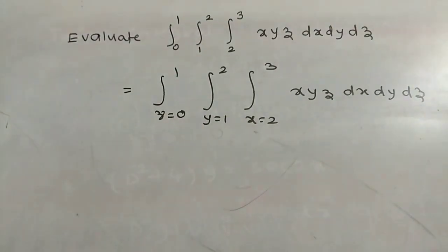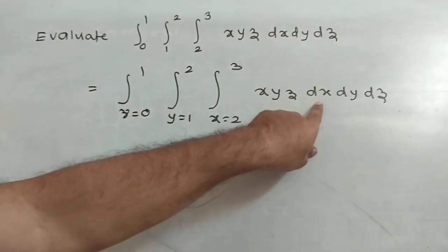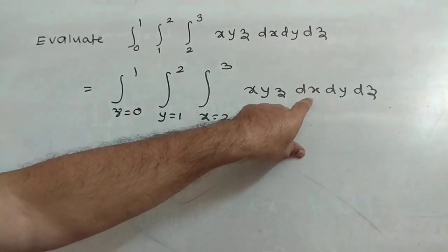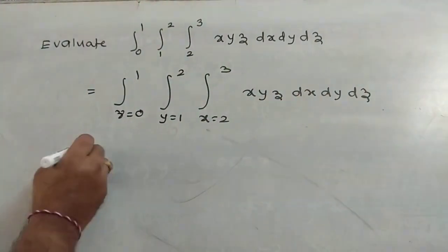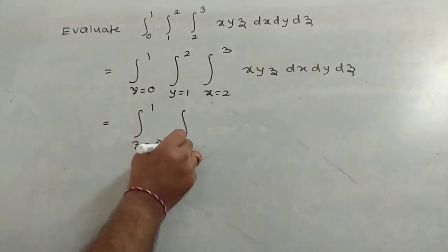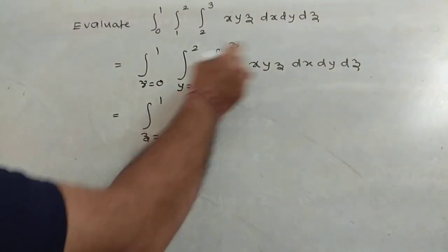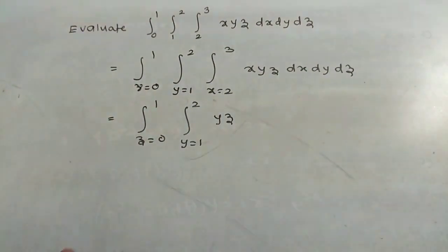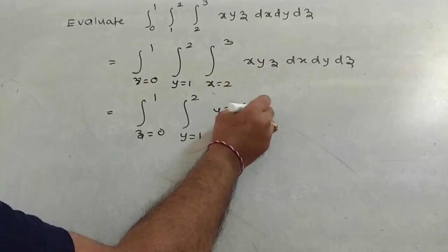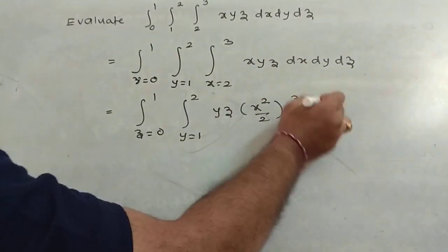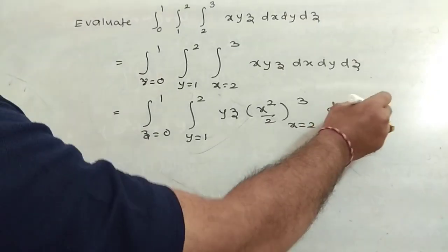Remember, in order to do the integration, start with this one. What about this one? dx. That means you are first doing integration with respect to the x variable. The first two integrals you keep as they are and find the integration with respect to x. So y, z is a constant term. The x integration is x square by 2. The limits here are 2 to 3 and still we have dy, dz.